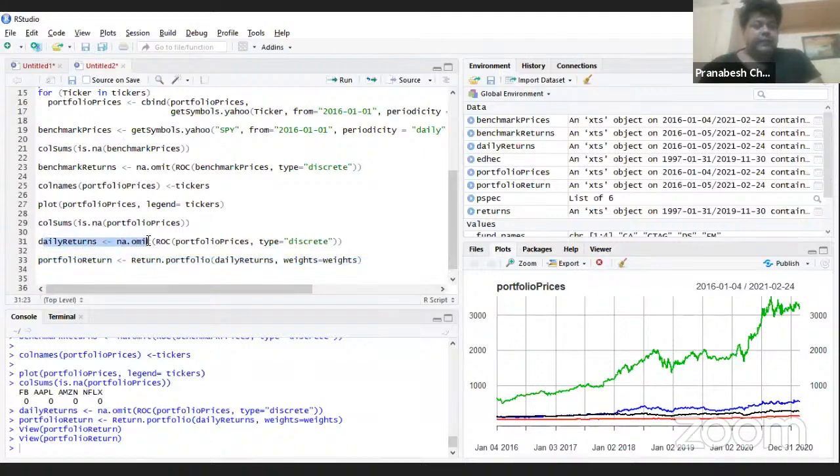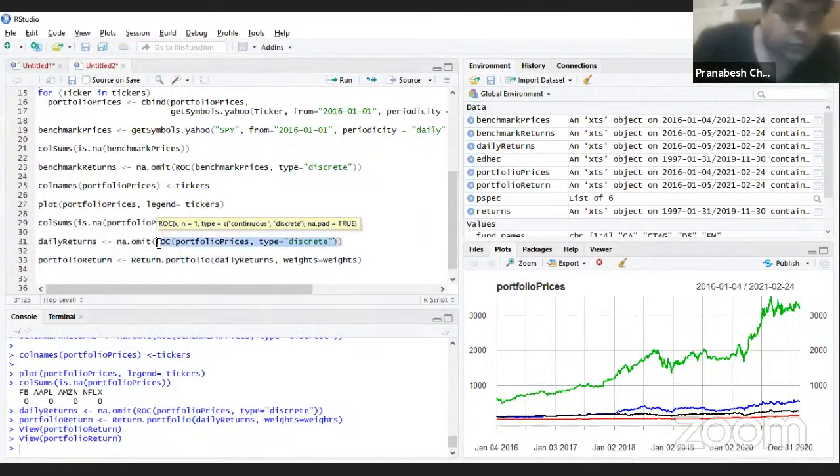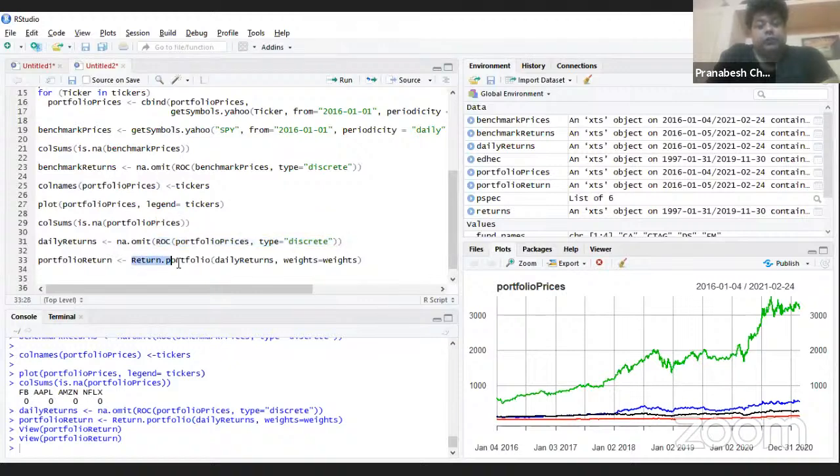Don't confuse daily returns and your portfolio return. Daily return is something that gives you returns on your portfolio prices, but your portfolio return is something that is going to take into account the overall. So there is a difference between your daily return and your portfolio return. The portfolio return considers your benchmark prices and your benchmark values also. Based on that, it considers what is going to be the return on your portfolio.